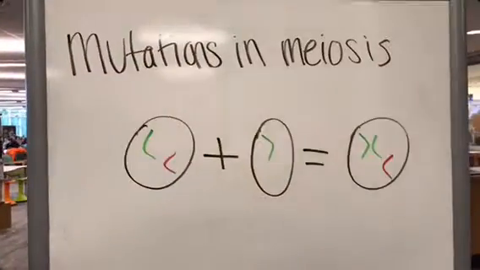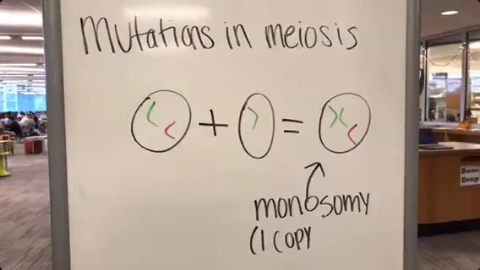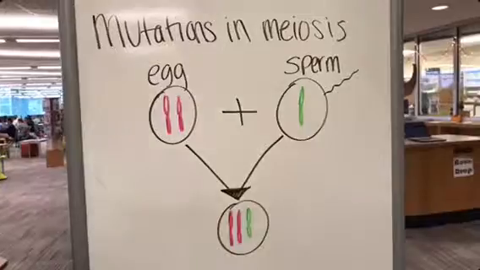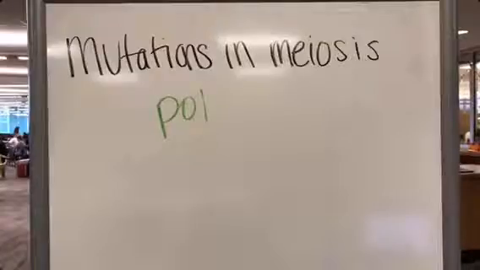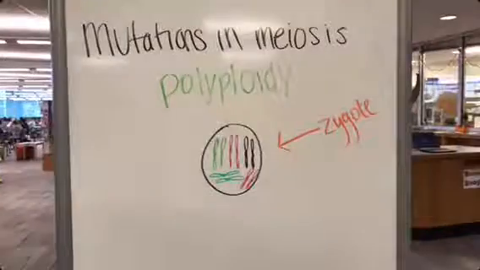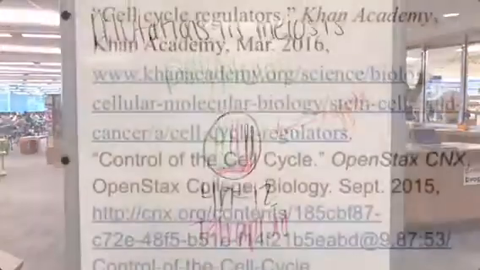Monosomic is when a zygote has only one copy of a particular chromosome. A trisomic zygote has 3 copies of a particular chromosome. Polyploidy is a condition in which an organism has more than 2 complete sets of chromosomes. It's common in plants but not in animals.